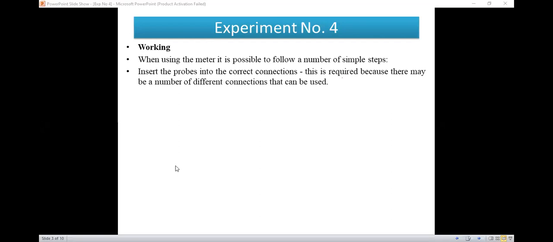The first step is to insert the probe into the correct connection. That means make the correct connection. If you want to measure current, then use the ampere connection. If we want to measure voltage, then use the voltage connection. This is required because there may be a number of different connections that can be used.